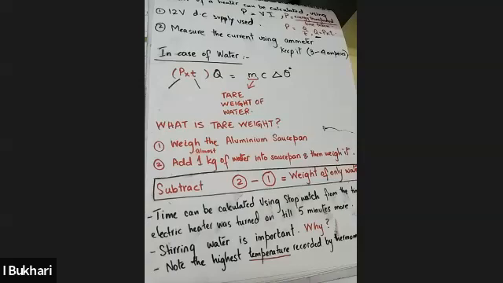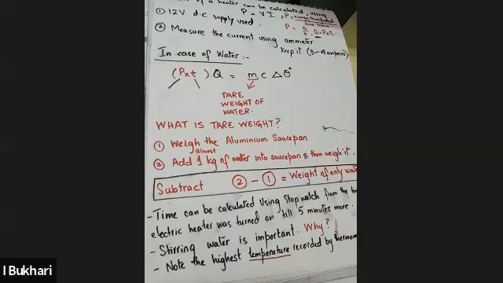Can we use a measuring cylinder instead of aluminum can? Yes, you can use a measuring cylinder. In fact, I think that would be even better than an aluminum can. But make sure that the water temperature is not too hot to break that measuring cylinder. So yeah, just make sure.